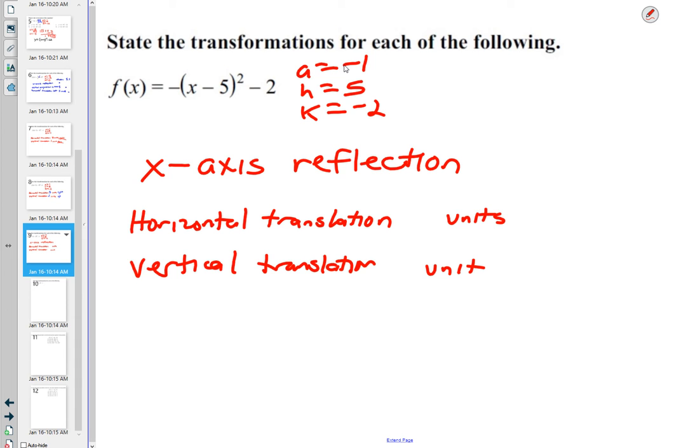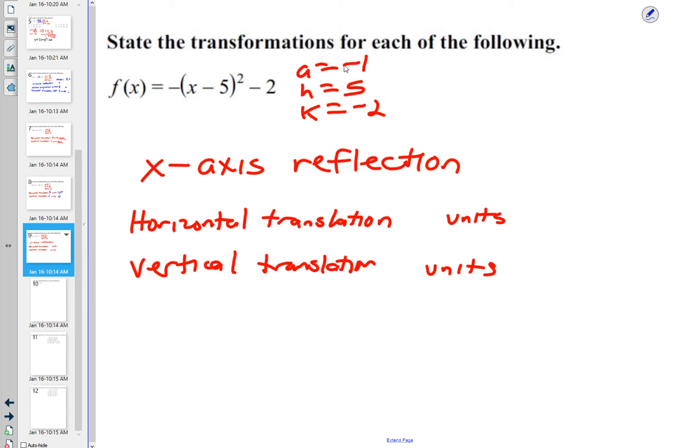Ingrid, what's causing there to be an x-axis reflection? Jason, what's causing there to be an x-axis reflection? No, but I asked you first. Brandon, x-axis reflection. Yeah, the fact that A is negative. Anytime A is negative, it's an x-axis reflection.